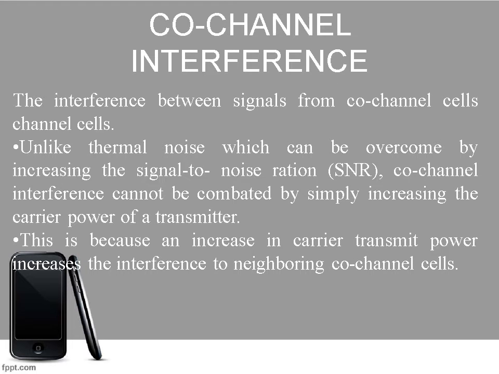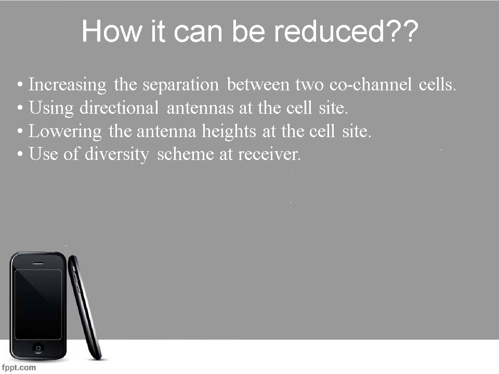Next, co-channel interference. The interference between signals from co-channel cells, unlike thermal noise which can be overcome by increasing the signal to noise ratio, cannot be combated by simply increasing the carrier power of the transmitter. This is because an increase in carrier transmit power increases the interference to neighboring co-channel cells.